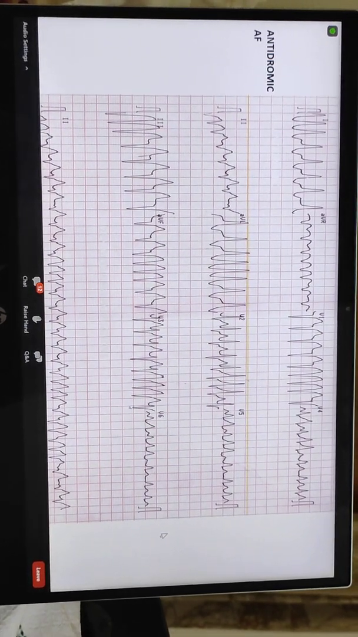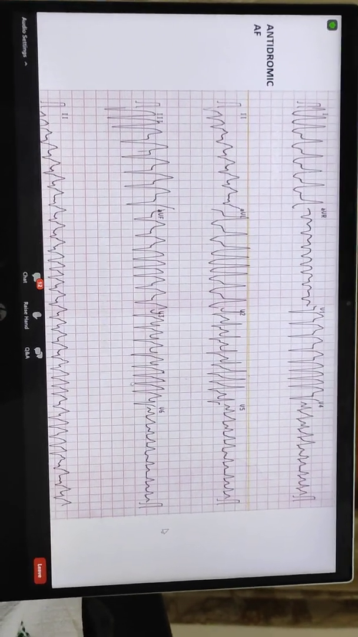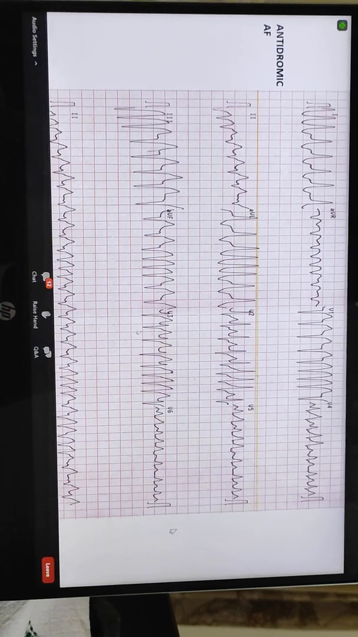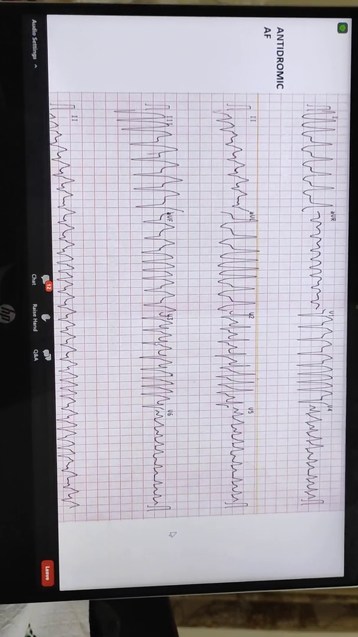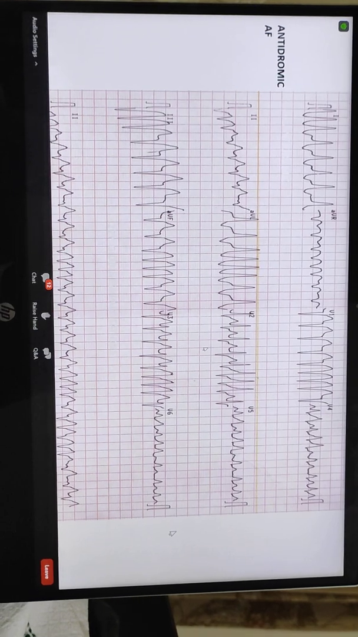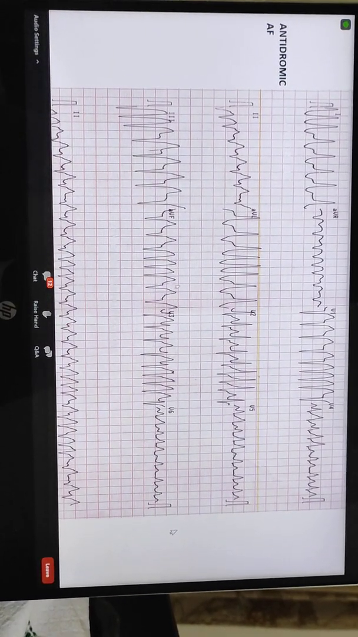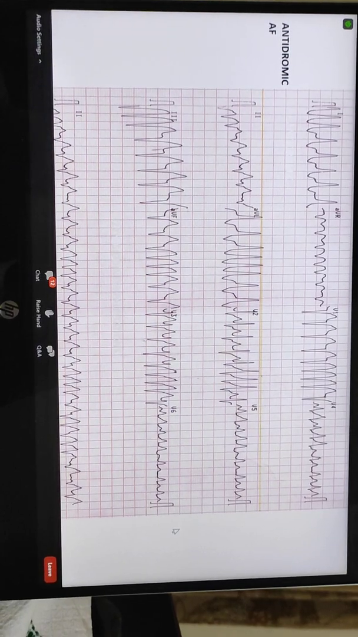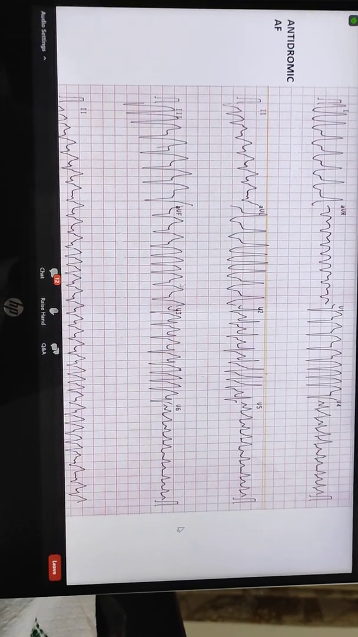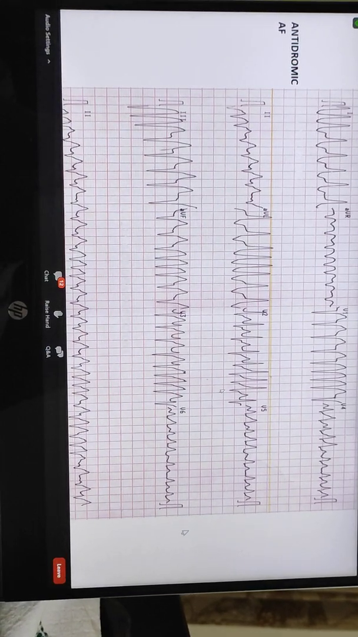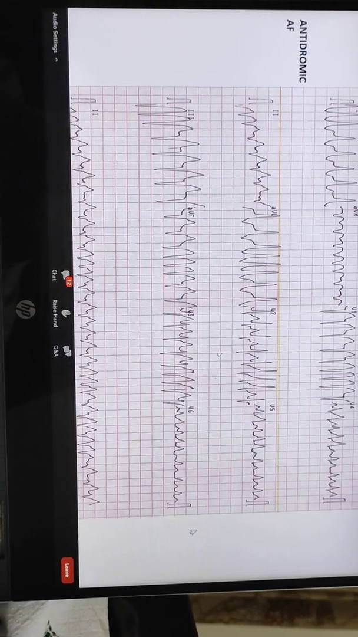So, very fast irregular heart rate with a changing QRS configuration, you must suspect this is antidromic atrial fibrillation, which means in atrial fibrillation, antegrade conduction is happening through the accessory pathway, and this results in a very rapid irregular heart rate. So this is antidromic AF. It's a very, very dangerous arrhythmia in WPW syndrome.